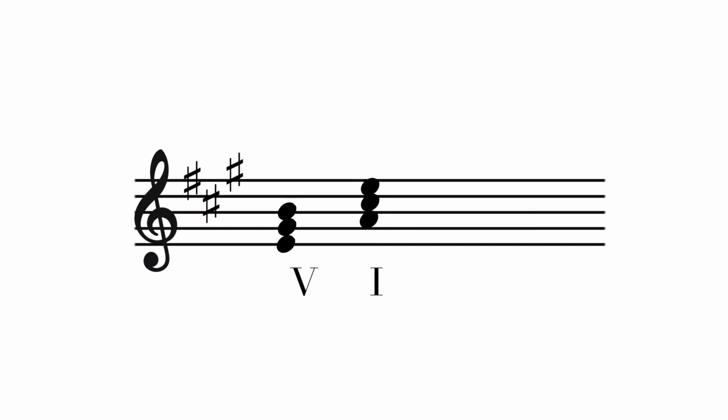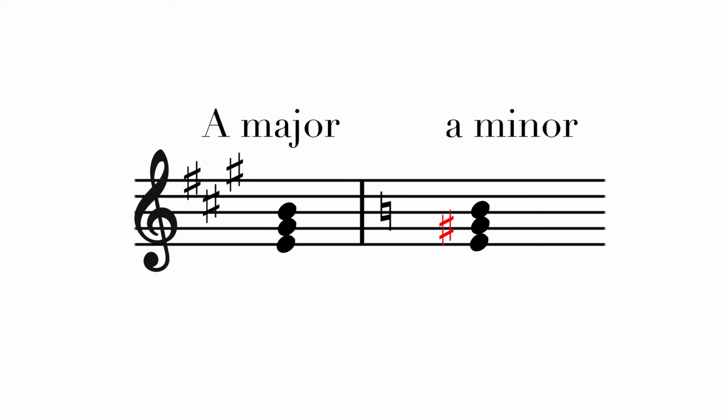The 5 chord has a very close relationship with the 1 chord, and the entirety of Western common practice music is centered around the relationship between 5 and 1. The 5 chord is a major chord in both major and minor keys because of the common chromatic alteration that we make in minor keys.